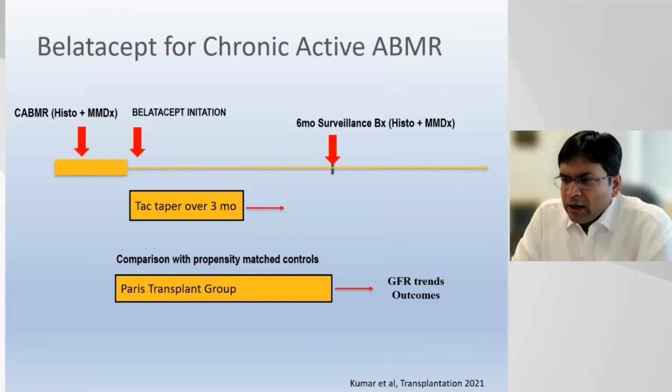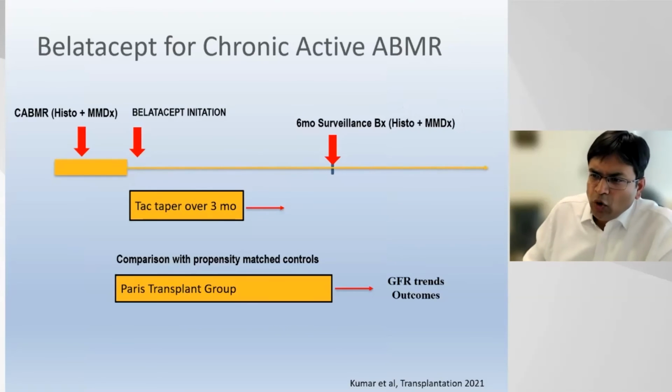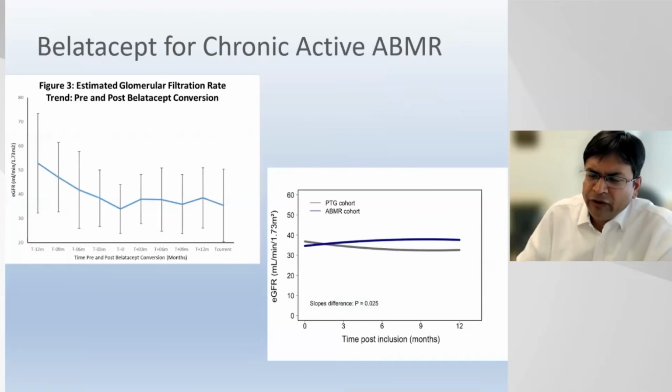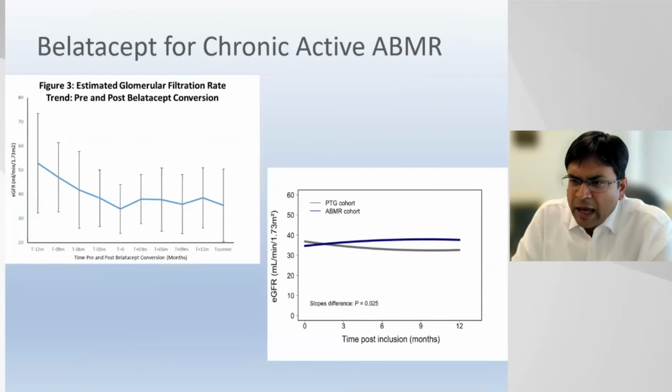We've used MMDx in other cohorts with regards to response to therapies, for example, chronic active antibody-mediated rejection. We published a clinical trial where we used Belatacept for chronic active ABMR, and the protocol is listed here. What we showed was that patients who got converted to Belatacept had improvement in stabilization of kidney function over time, where you can see in the left cartoon, their kidney function is rapidly worsening over time till time 0 when they get converted, and then over time, the GFR trend stabilizes.